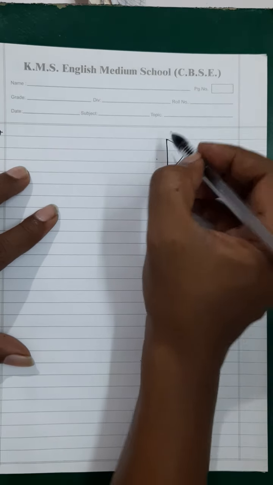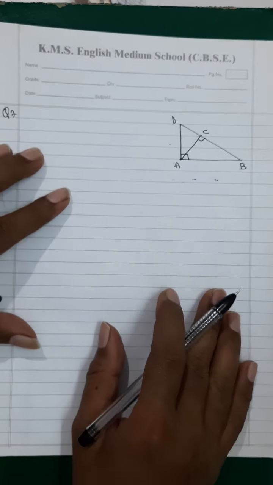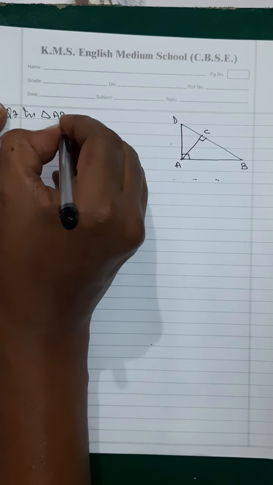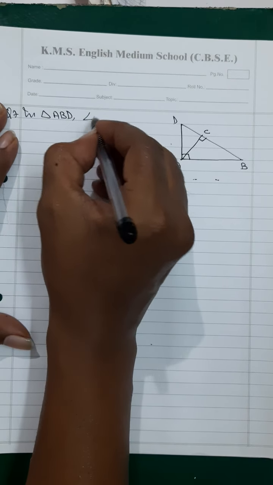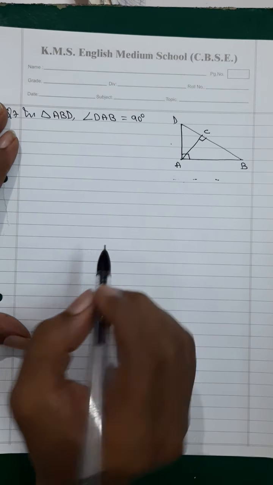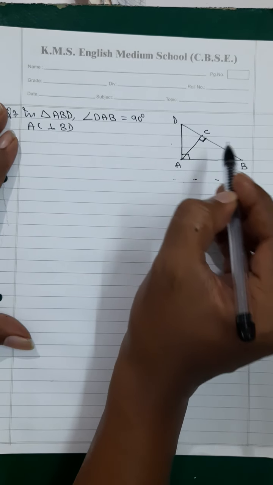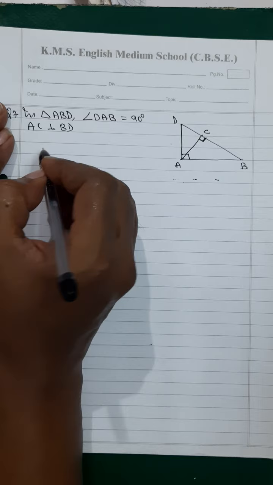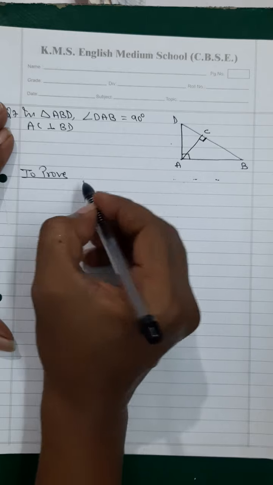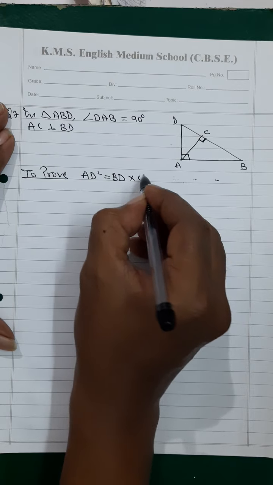See this, they have given that this is D, A, B and this is C. Now what they have given is in triangle ABD, angle DAB is equal to 90 degrees. AC is perpendicular to BD. Means what? Basically this also is 90 degrees given. Prove AD square is equal to BD into CD.